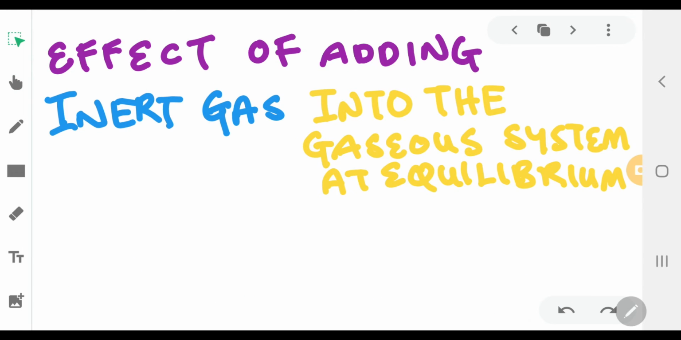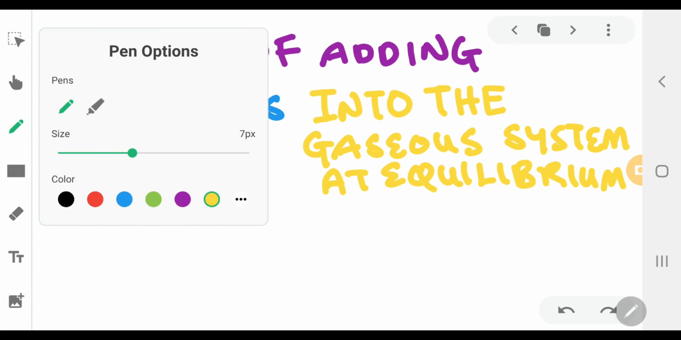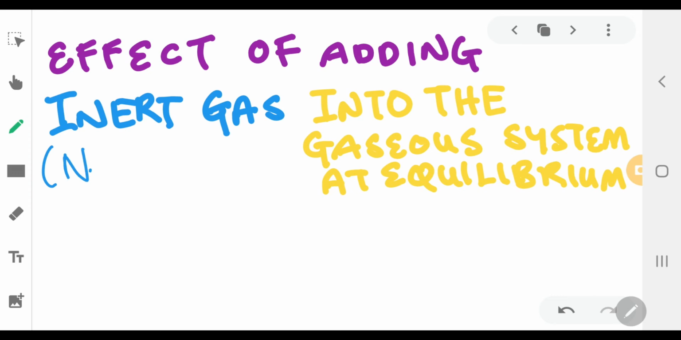Another part of the effect of pressure and volume that we need to look at for a system at equilibrium is when we add inert gas into the gaseous system at equilibrium. Before we look at 2 examples, we have to know first what is meant by inert gas. Examples are neon, helium, xenon and argon. These are the gases from group 18.